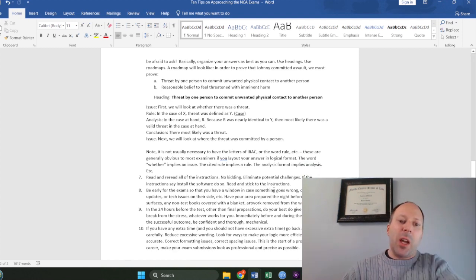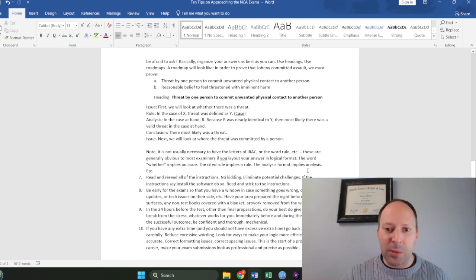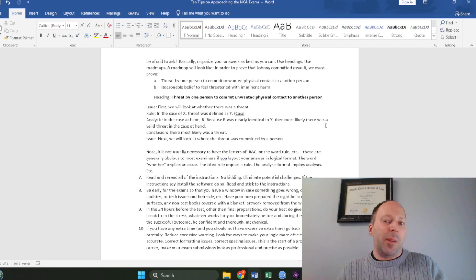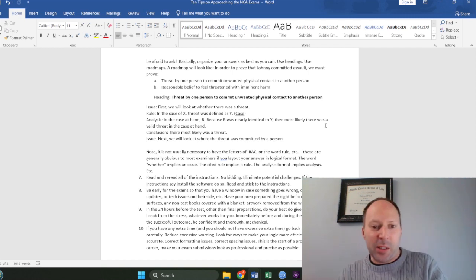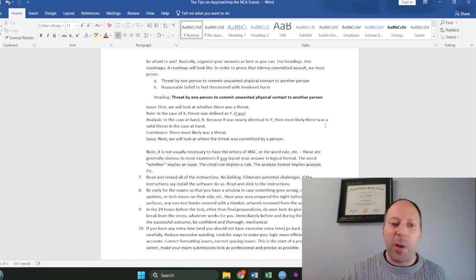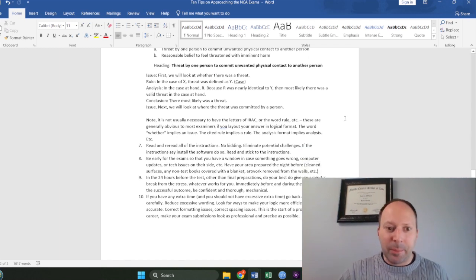Now, note, it is not usually necessary to have the letters of IRAC, I-R-A-C, or the words issue, rule, analysis, etc. These are generally obvious to most examiners if you lay out your answers in a logical format. So the word whether will imply an issue, having a rule cited implies there's a rule, having a logical analysis format implies analysis, etc. So you don't need the IRACs, usually.